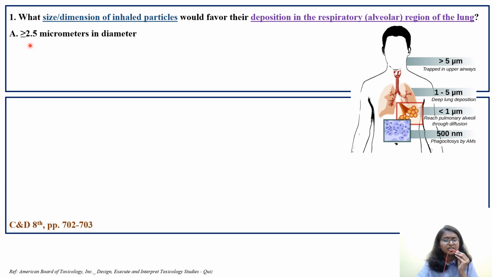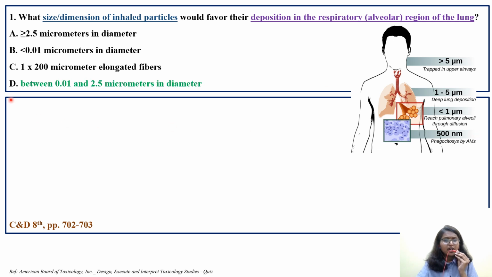Let's see the options. Option A is greater than or equal to 2.5 micrometer in diameter. Option B is less than 0.01 micrometers in diameter. Option C is a 1 by 200 micrometer elongated fiber. Option D is between 0.01 and 2.5 micrometer in diameter. The right answer is option D. Let's see the explanation and reference given by the American Board.